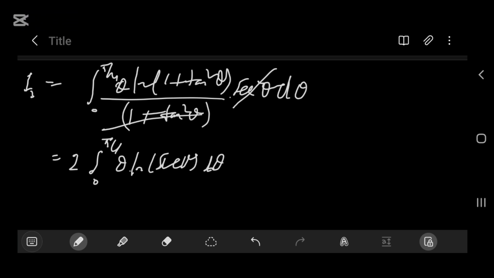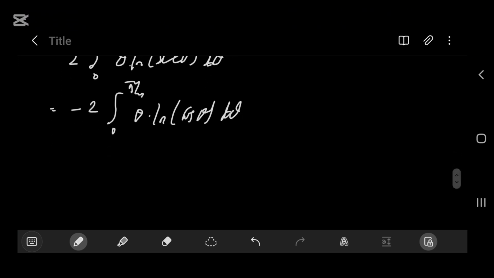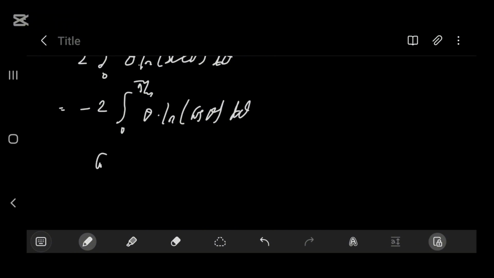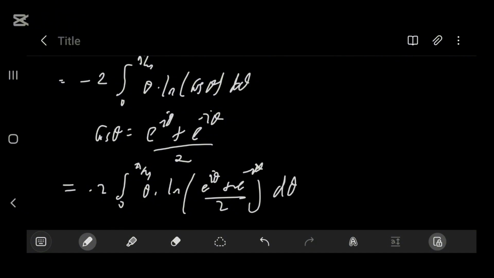We know that secant theta is actually 1 over cosine of theta, so we'll have minus 2 times the integral from 0 to pi by 4 of theta times ln(cosine theta) d theta. And here we go. And we know that cosine theta equals (e to the i theta plus e to the negative i theta) over 2. So let's substitute this part. So we'll get minus 2 times the integral from 0 to pi by 4 of theta times ln((e to the i theta plus e to the negative i theta) over 2) d theta.